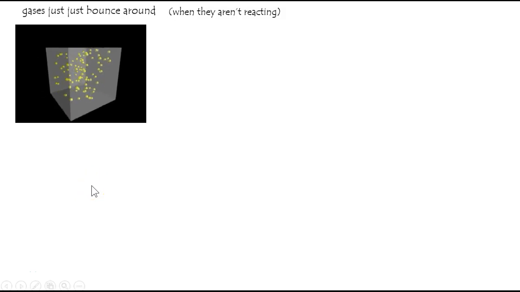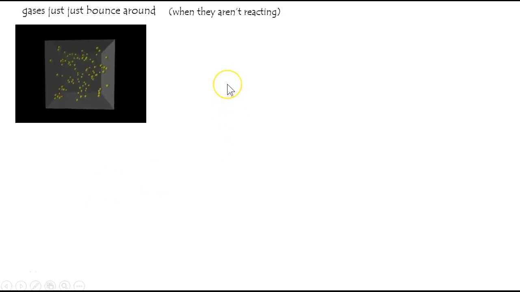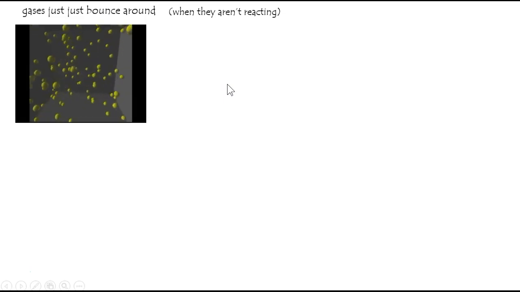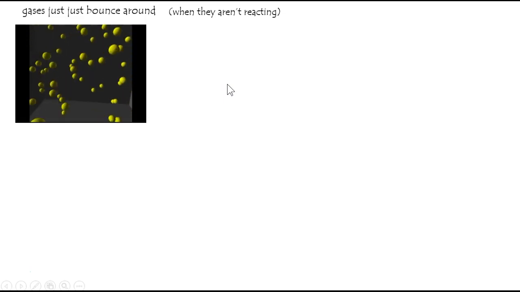If you were to look at a box of a gas, here's what you might see on a molecular level. Just a bunch of gas molecules bouncing around. This is assuming they're not reacting with each other. This is pretty much the total model for gases. It's fairly easy to understand.